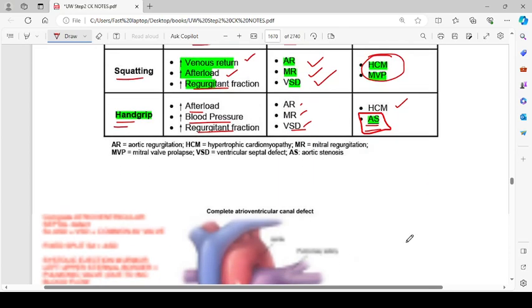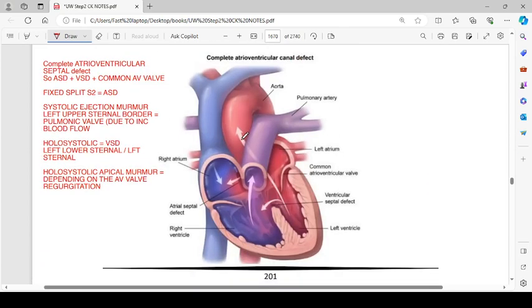Why will this happen? Because suppose this is the aorta and this is the stenosed aorta over here. If we are increasing the afterload, less blood will flow into the aorta. Forget about this defect, I'm just talking about aortic stenosis. If less blood is flowing through the stenosed aortic valve, the murmur will definitely decrease in intensity. So that is why with the hand grip maneuver, the aortic stenosis murmur is decreased.